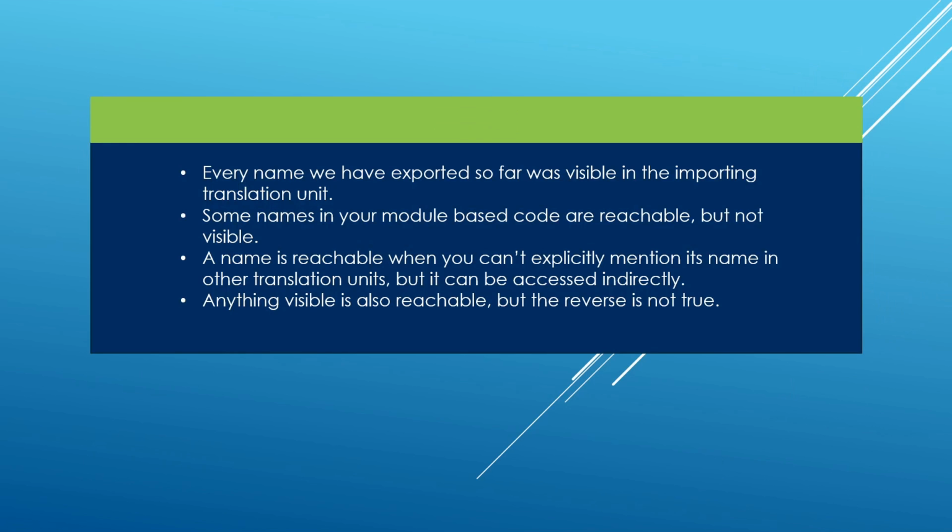Let's go back to the facts that we talked about earlier. Every name we have exported so far was visible in the importing translation unit. It was visible because types were explicitly exported from modules. Some names in your module-based code are reachable, as we just saw, but not visible. Point in our code here is reachable, but not visible. A name is reachable when you can't explicitly mention its name. We can't mention Point, but it is reachable in other translation units because it can be accessed indirectly. We are accessing the Point class indirectly through the auto keyword.